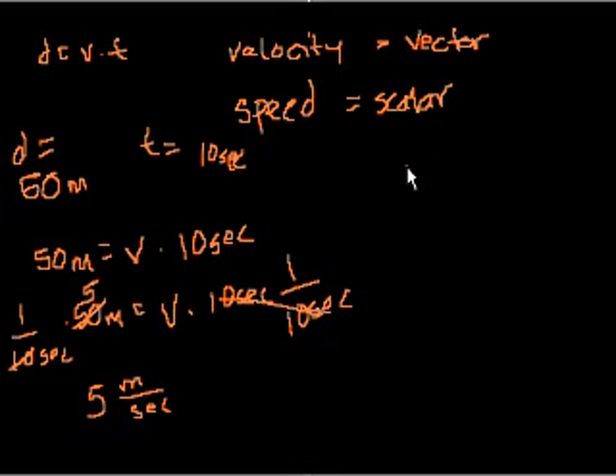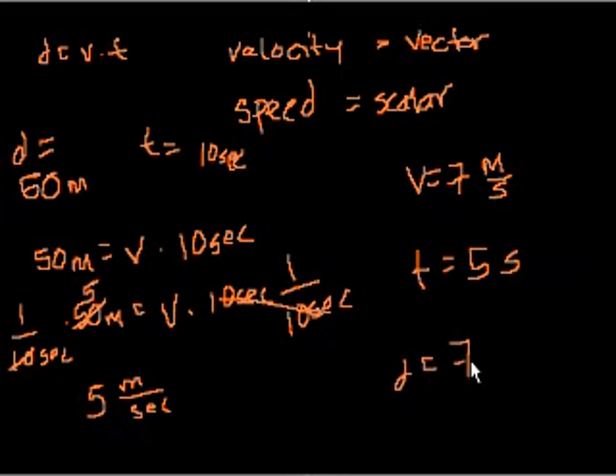If I said that the velocity is equal to 7 meters per second, and that time is equal to, I don't know, 5 seconds, how far did I go? Well, I could use that formula again. Distance is equal to velocity, 7 meters per second, times time, which is 5 seconds. And once again, not only can we multiply the numbers, 7 times 5 is 35, but we can multiply the units.